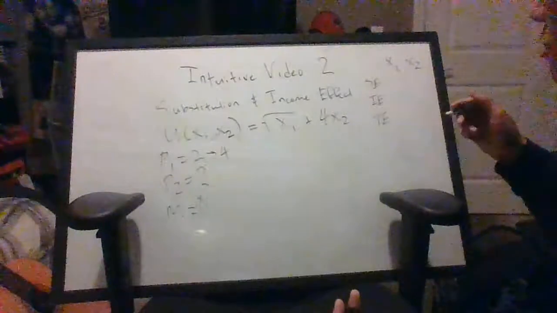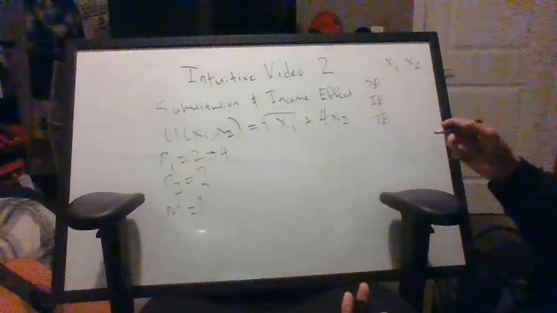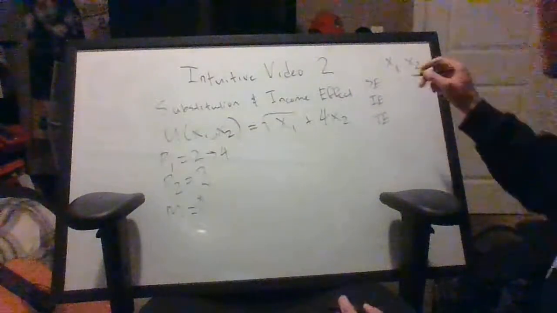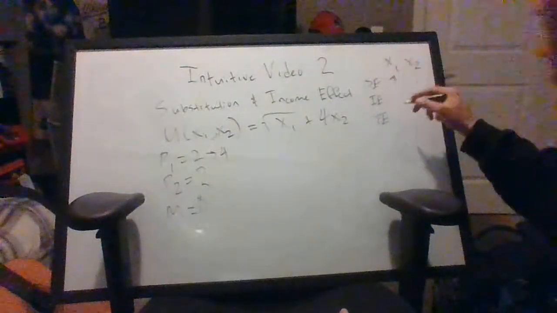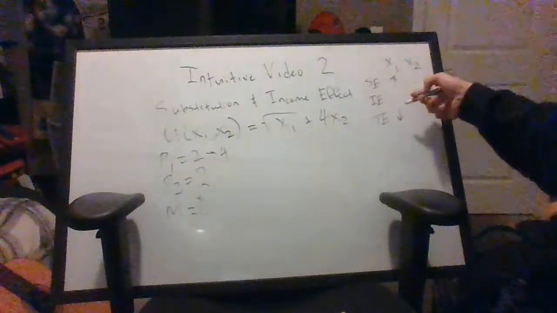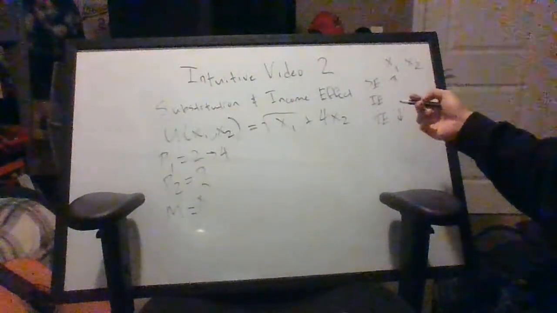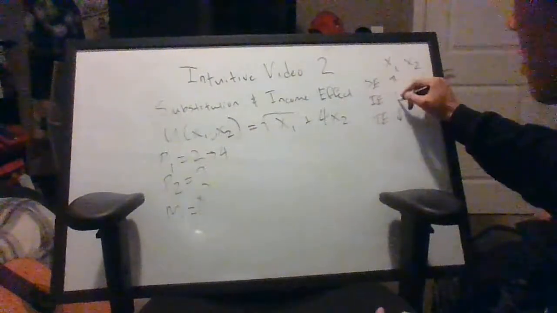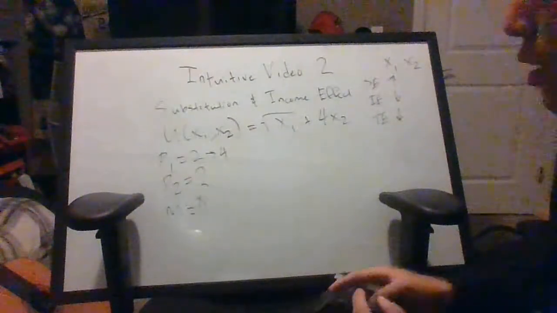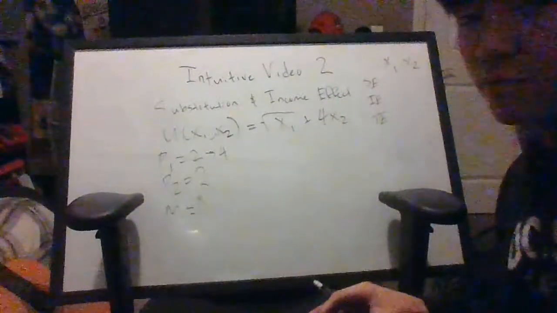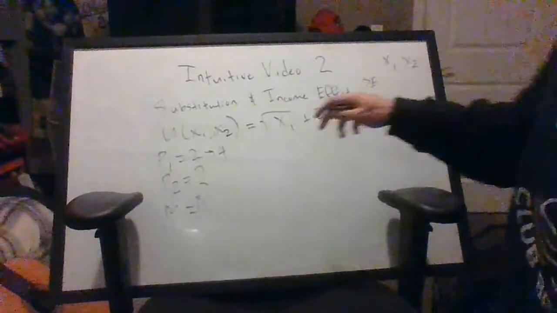For example, let's say that the substitution effect for good one is positive, but we know that the total effect for good one is negative. Right? We forcibly must assume that income effect is negative, right? So this is another reason why maybe tracking all three of these is kind of cool. Anyway, so let's get back to this problem.